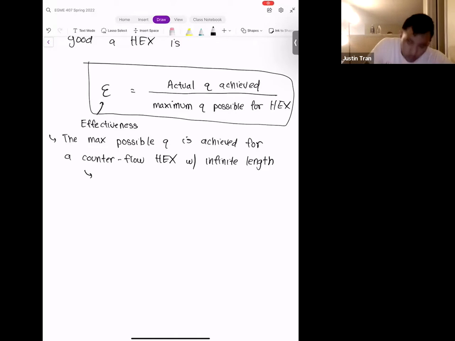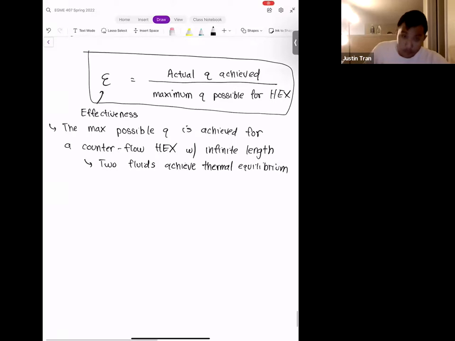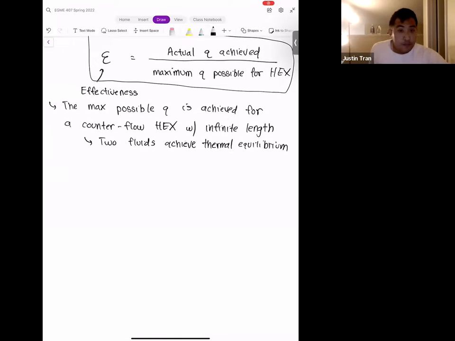And so under these situations, we can basically assume that the two fluids achieve thermal equilibrium, okay? The two temperatures of the fluids end up matching because there's just infinite length to do so, okay?